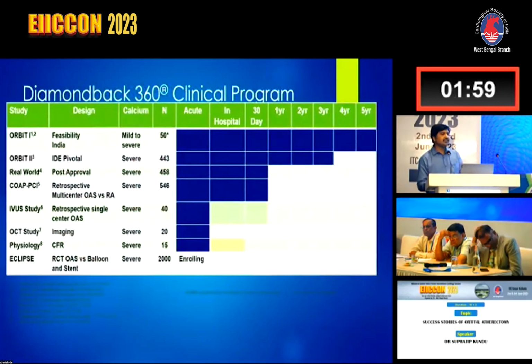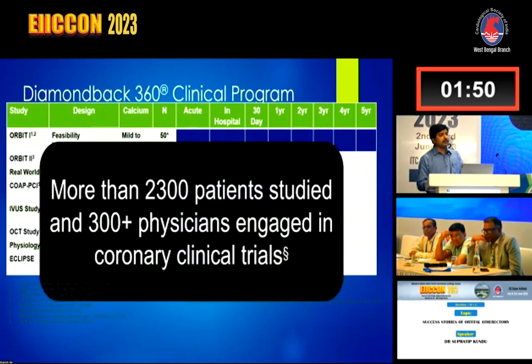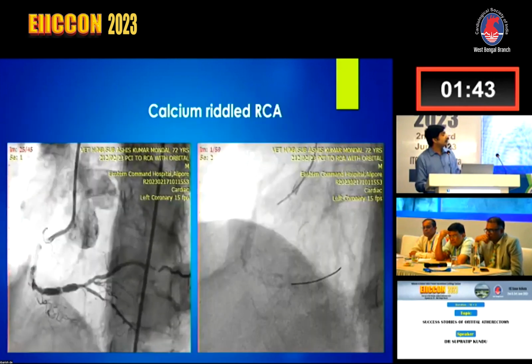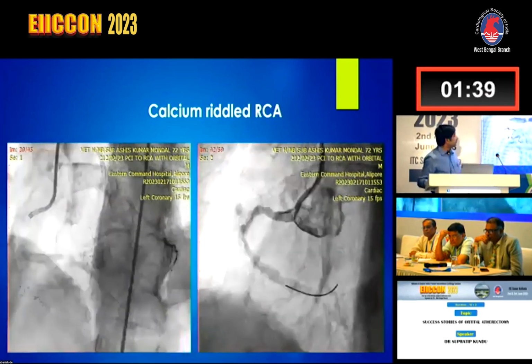There are several trials with orbital. Those trials are going on. The latest trial is the Eclipse trial, with more than 2,300 patients and 300 plus physicians engaged in the coronary clinical trials. I would like to conclude my talk with these two cases.